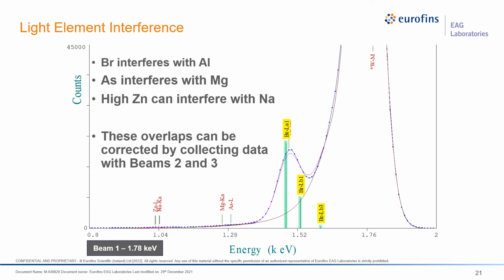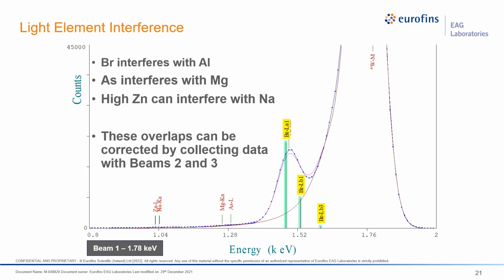What I want to highlight is we have major interferences between all 3 light elements. So here is the location of an aluminum peak, and I'm highlighting that bromine L lines interfere with aluminum. So if you happen to have high bromine on the sample, you're going to have a peak in the same exact location as aluminum, which can complicate things. In the case of magnesium, arsenic will interfere with its quantification. And for sodium, if the sample is high in zinc, that will interfere with its quantification.